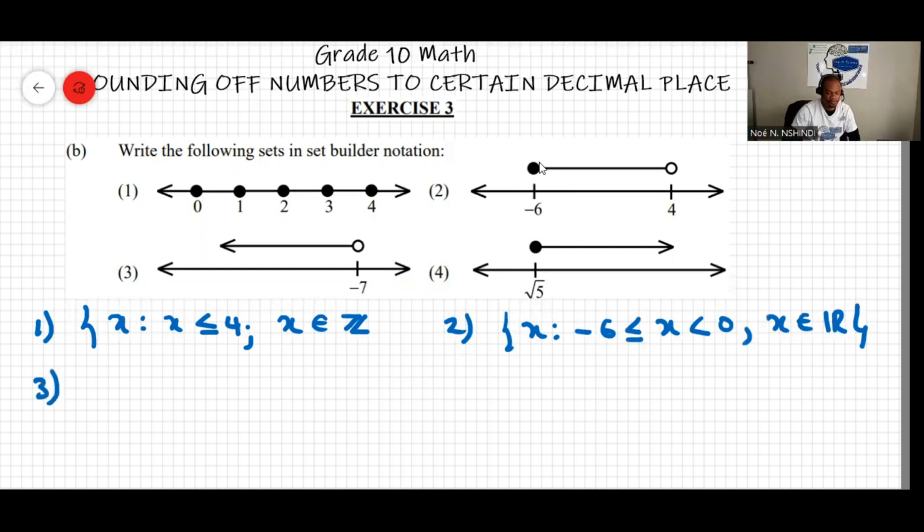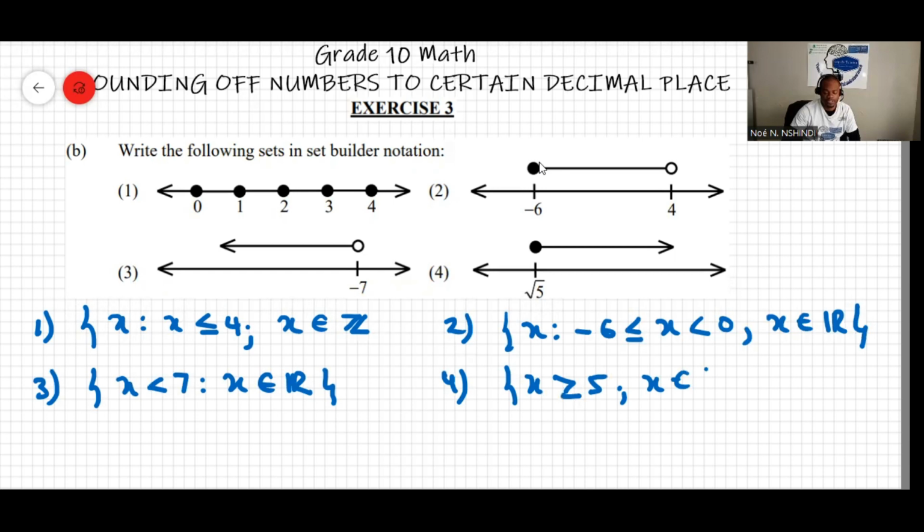Question 3, it's x is lesser than 7. X is a real number. Okay, and then 4, we can say that x is greater or equal to 5, and then x is a real number. Okay.